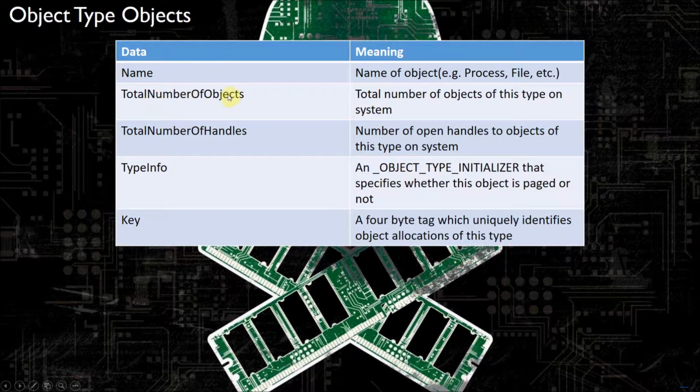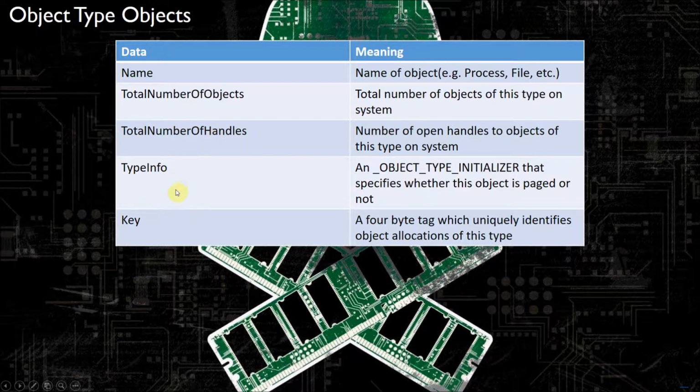Total number of objects: the process object type object will contain the number of processes that are on the system. The file object type object will contain the number of files. And similarly, the total number of handles is the number of handles to these objects.